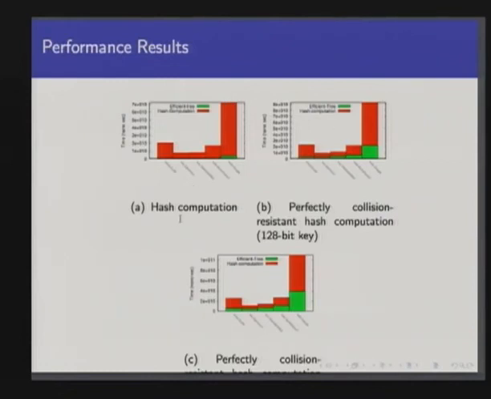So here we have 3 graphs. This hash computation is for the standard hashing scheme for graphs. And then there are these two graphs. They deal with the perfectly collision resistant hashing scheme for graphs, where we generate or add another key. When we generate a random key, that random key has a length. So here we have 2 experiments where one key has length 128 bits and the other key has length 256 bits. So we can see that as we increase the key length, the efficient tree computation time also increases.